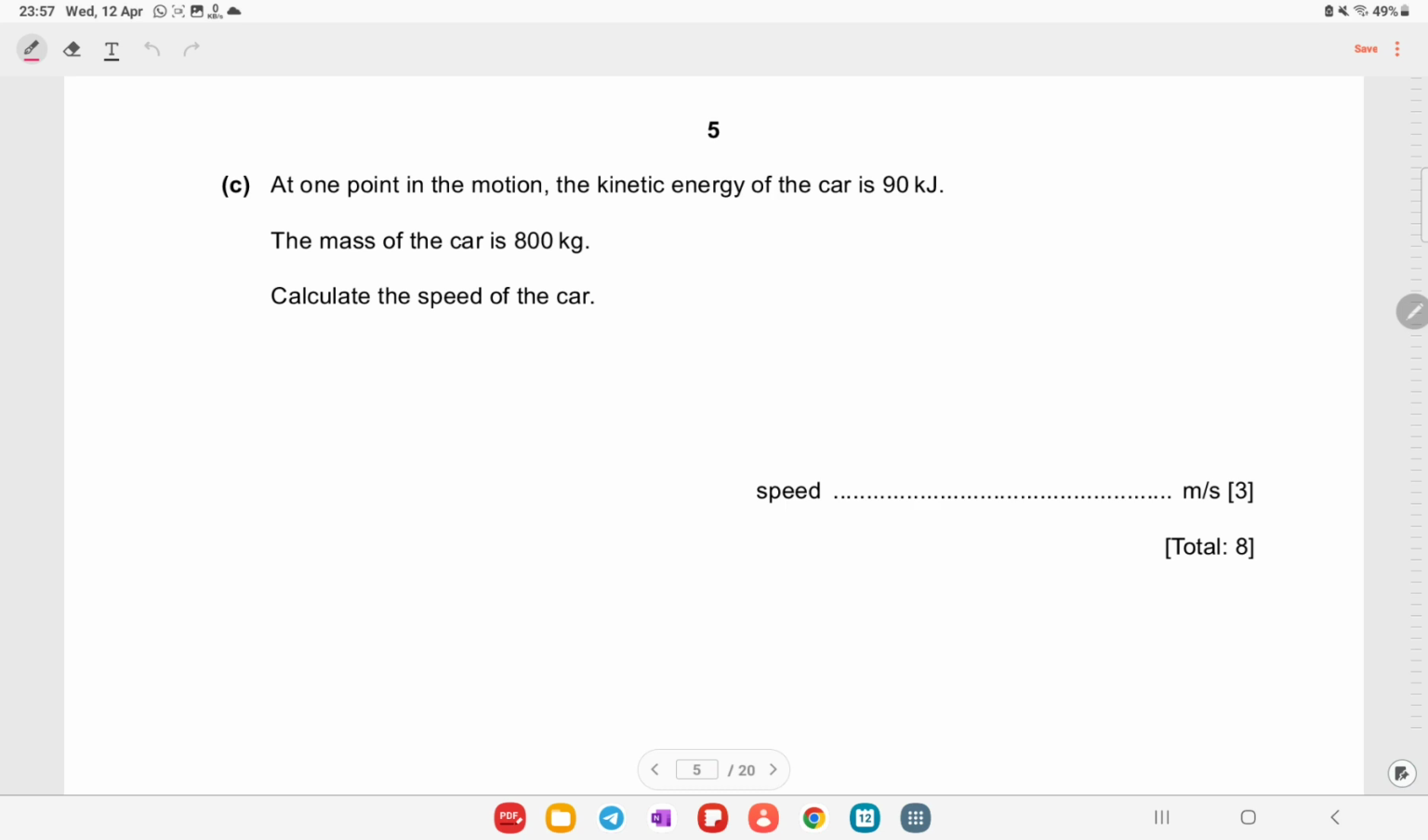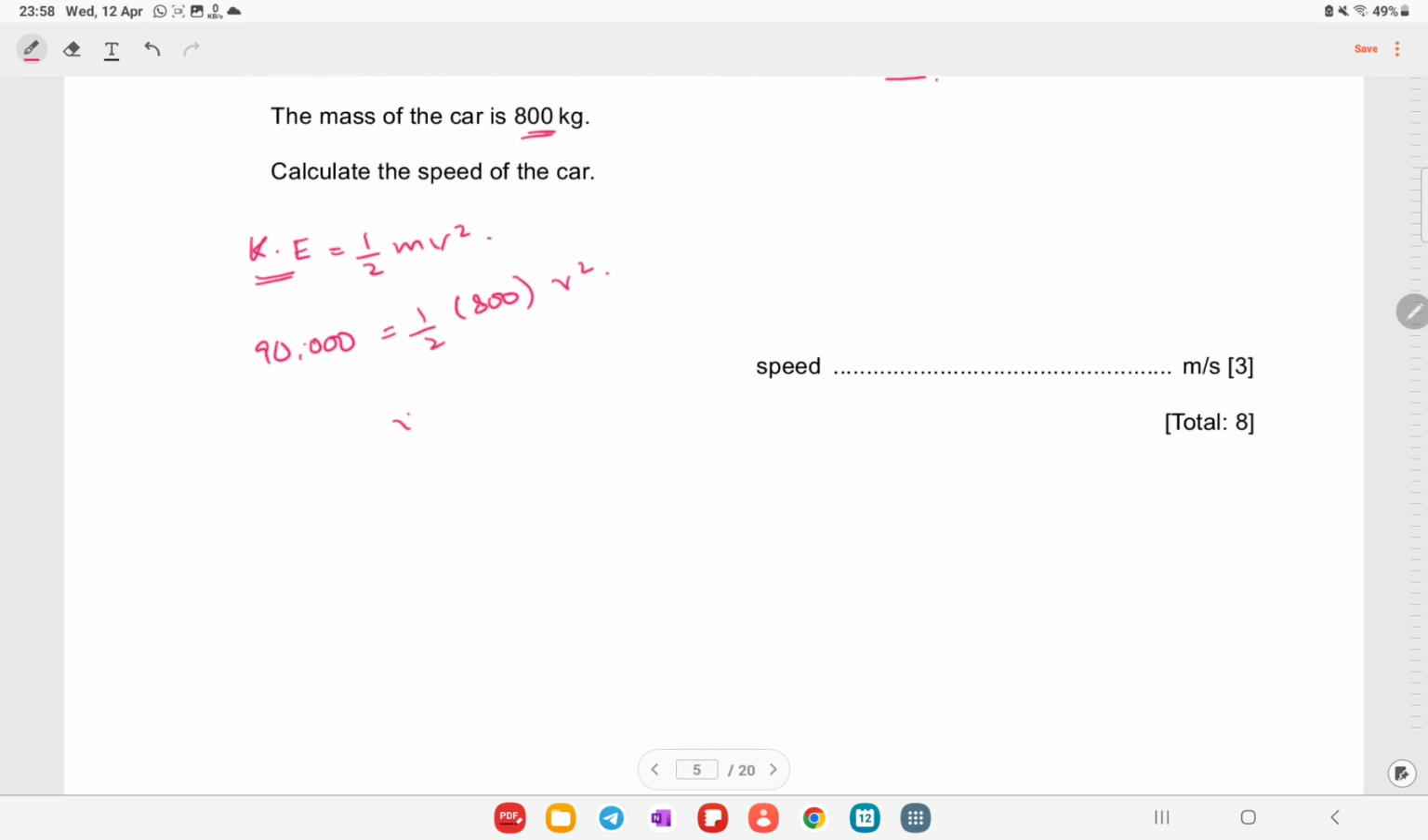At one point in the motion, the kinetic energy of the car is 90 kilojoules. The mass of the car is 800 kg. Calculate the speed. We know the formula for kinetic energy is 1/2 mv squared. The kinetic energy is 90 kilo, so it's times 1000, because the prefix is kilo, which is 10 to the power 3. 1 over 2 times mass 800, and we need to find v. If you do the calculation, you will end up with velocity equal to 15 meters per second.